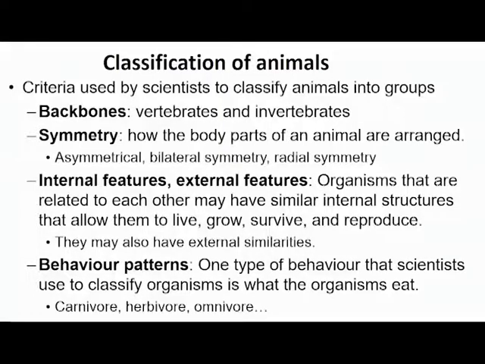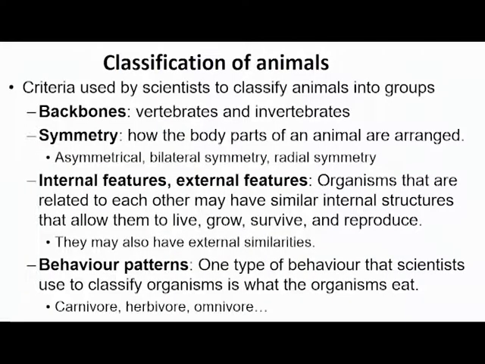Behavioral pattern is particularly about how they feed. One type of behavior that scientists use to classify is what the organism eats, whether it is a carnivore, a herbivore or an omnivore. These are several criteria that scientists use to classify organisms into different groups. You may be asked to list, or to discuss, how scientists classify organisms or animals into different groups.